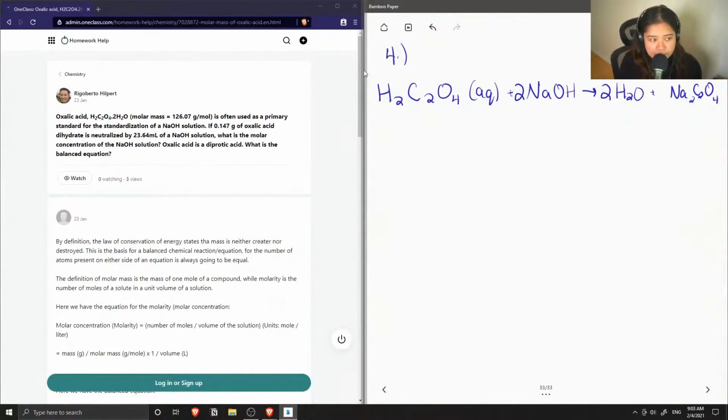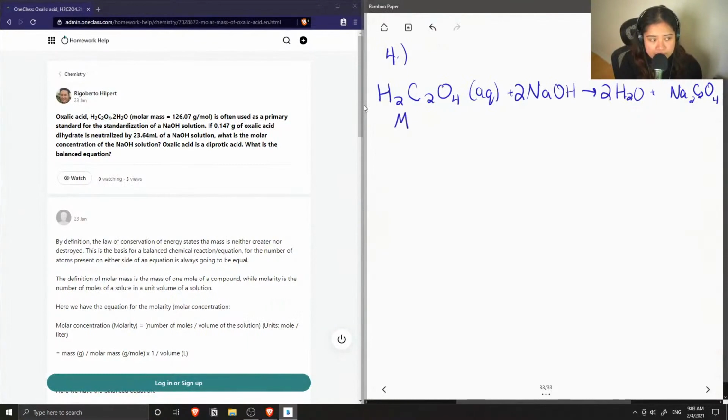So let's write down what was given. We have the molar mass of oxalic acid, which is equal to 126.07 grams per mole. And we also know the volume of sodium hydroxide that was used to neutralize. It was 23.64 milliliters. And we were also given the mass of oxalic acid, which was 0.147 grams.